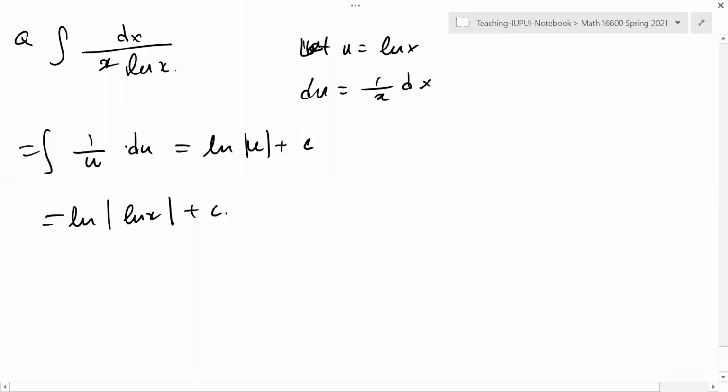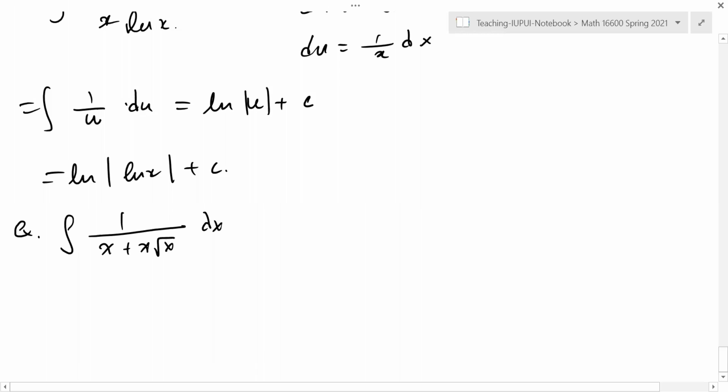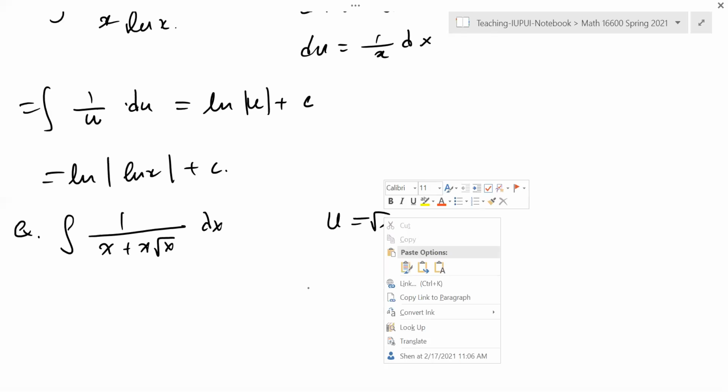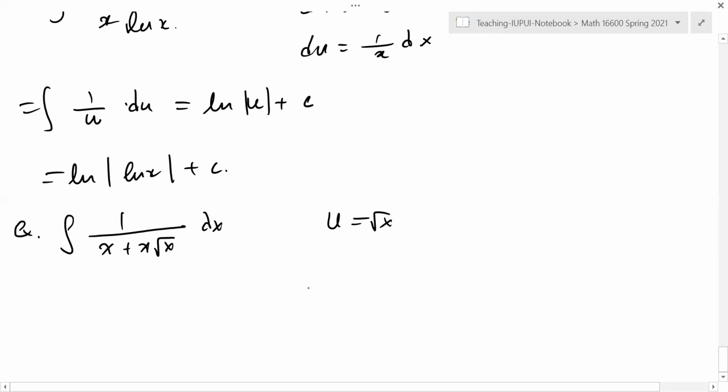Our next problem is going to be the integral of this. All right. Now, what is the best substitution we can try? Well, there are a couple of ways to do it. You can let u be square root of x, maybe, right? If you don't like the square root of x, then you let u be square root of x.